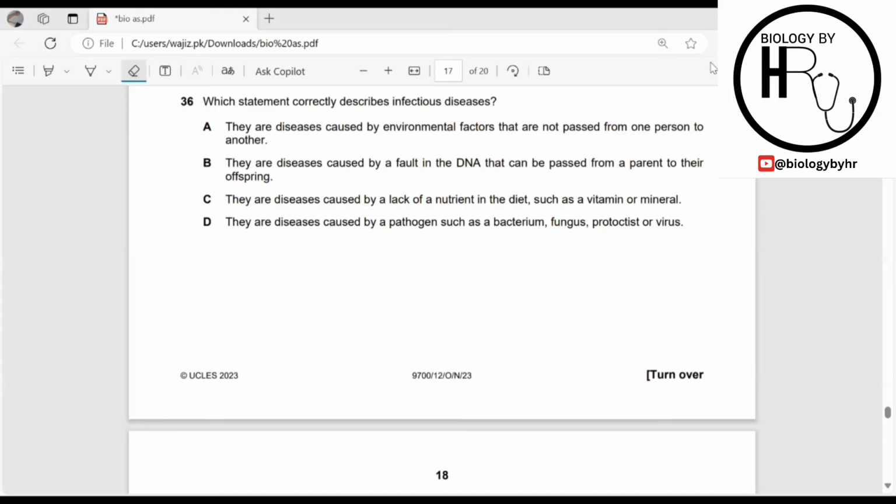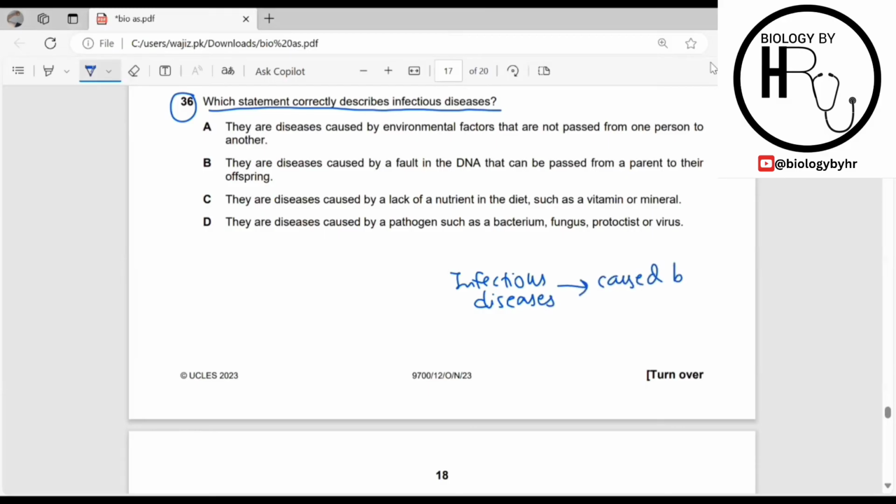Question number 36 is saying which statement correctly describes infectious diseases. In order to interpret this question, we must have knowledge of infectious diseases. We know that infectious diseases are the diseases that are caused by a pathogen and they are transmittable.